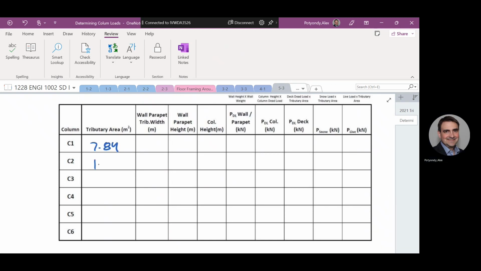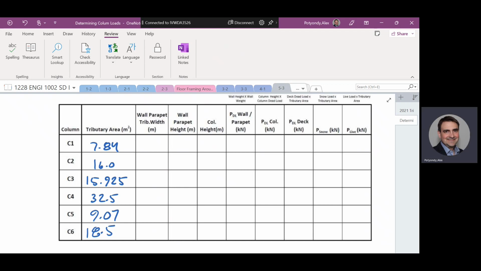7.84, 16.0, 15.925, 32.5, 9.07, and 18.5. And then my wall tributary width, the amount of perimeter that that column supports, that's the same too. 5.65, 5.00, 6.5, 0 for the interior column, 6.15, and 5.0.